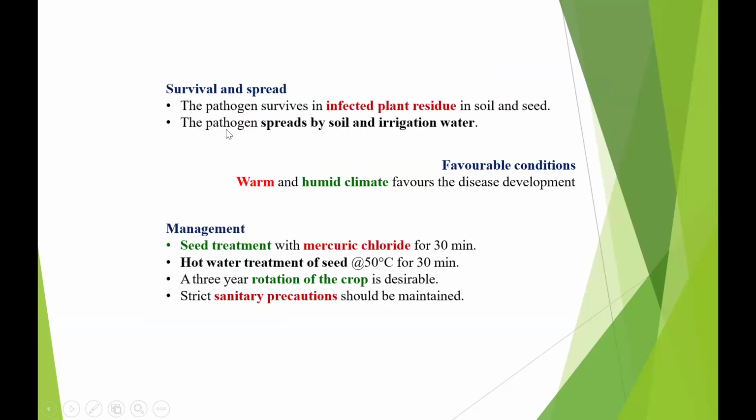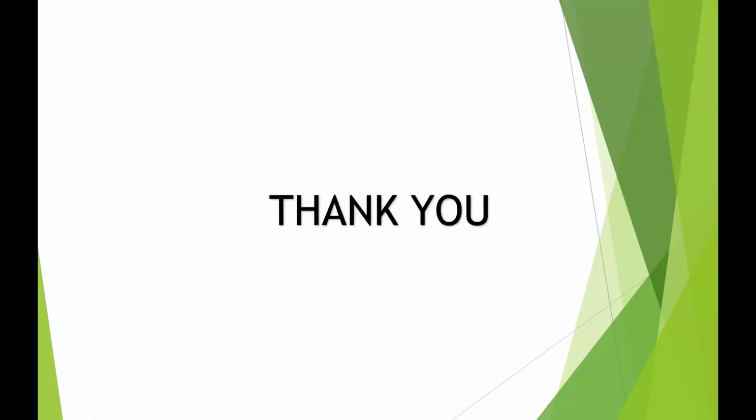Survival is in infected plant residue. The pathogen spreads by soil and irrigated water. Favorable conditions are a warm and humid climate. Management is through seed treatment with mercuric chloride for 30 minutes, hot water treatment at 50 degrees Celsius for 30 minutes, and a 3-year crop rotation. Strict sanitary precautions should be maintained.